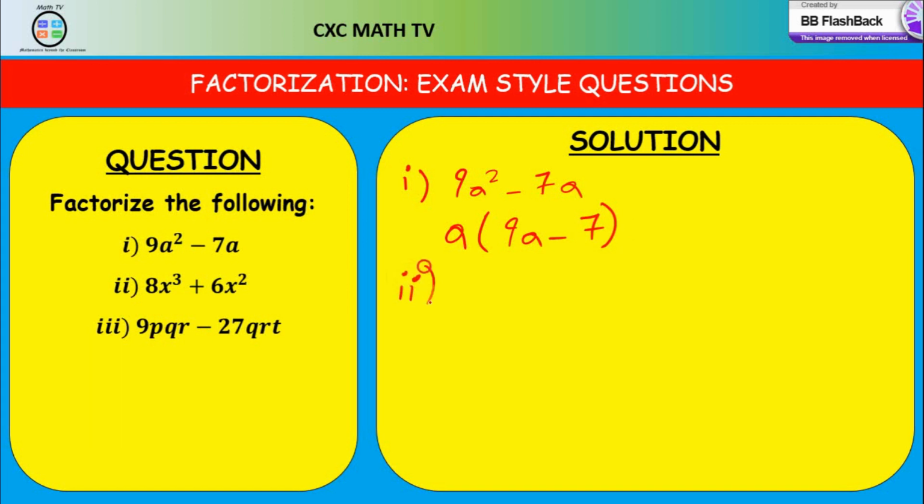Second one, we have 8x cubed plus 6x squared. What to do now? What do they have in common? Well, first thing we realize is they have 2x squared in common. 8 divided by 2 leaves 4. x cubed divided by x squared leaves x. 6 divided by 2 leaves 3. And x squared divided by x squared leaves nothing.